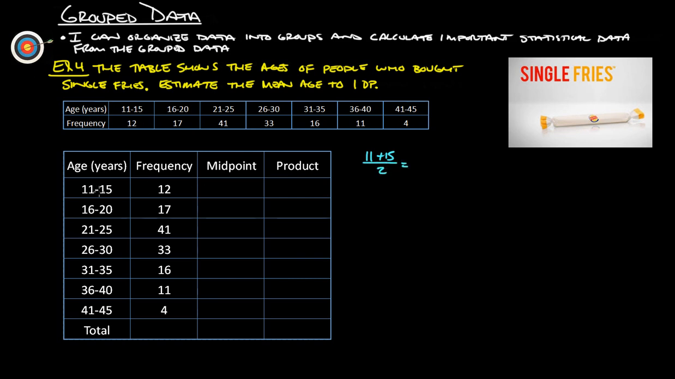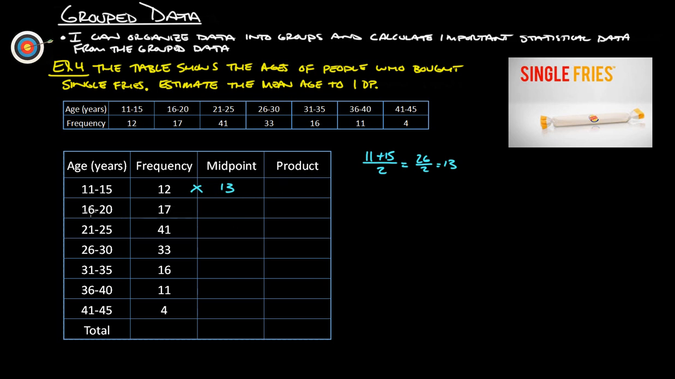To do that we would simply do 11 plus 15 divided by 2. We're going to find the middle of those, right? That gives us 26 over 2, which is 13. So the midpoint on this one is going to be 13. Then we do what we've been doing before, 12 times 13, write down our product, and away we go.